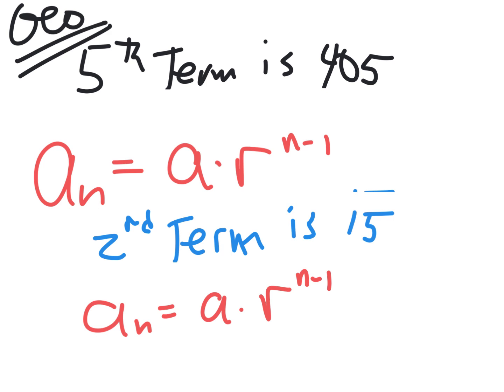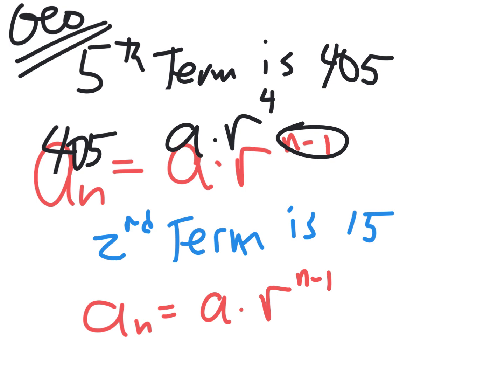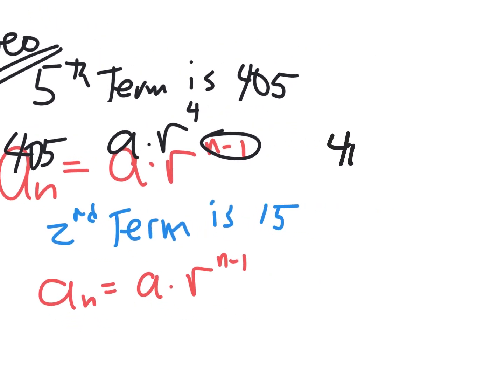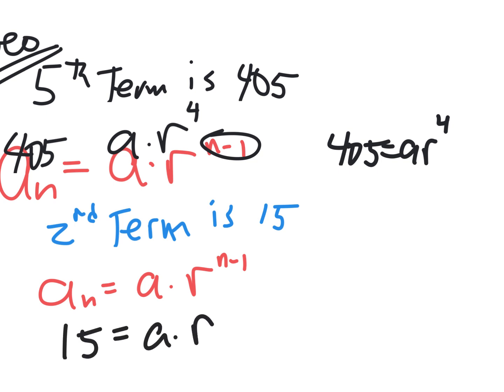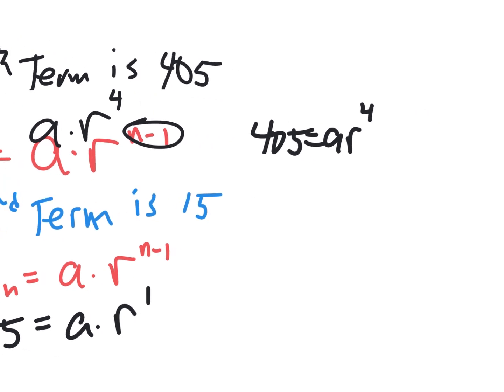I'm just going to show you we would have put 405 here, and then a we don't know, and r we don't know, but n was the fifth term, so n minus 1 would be 5 minus 1, which is 4. So there's your first equation: 405 equals a r to the fourth. Then we had another one down here, and that's the second term is 15 equals a r to the, I don't know a or r, so I leave them as those letters. n is the second term, so 2 minus 1 is 1. So there's my second equation.